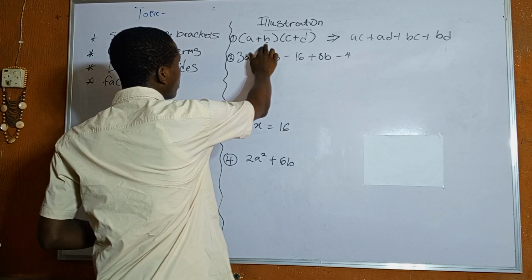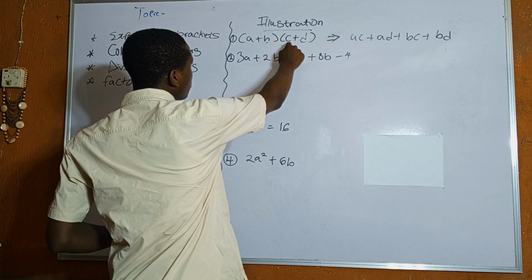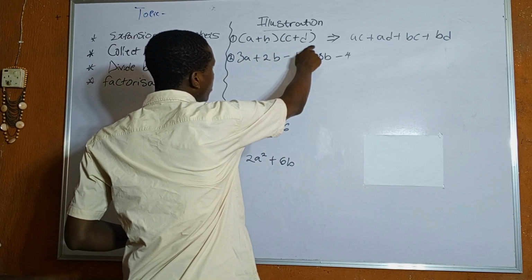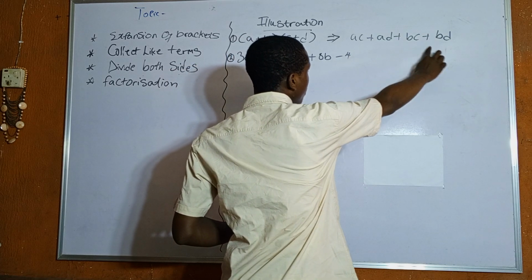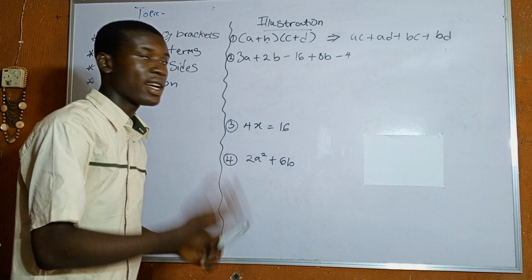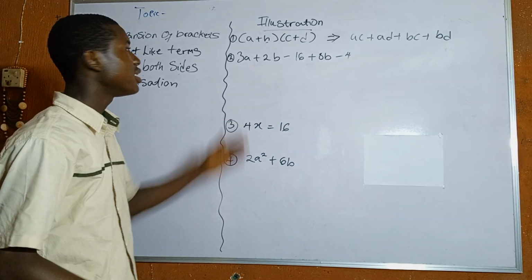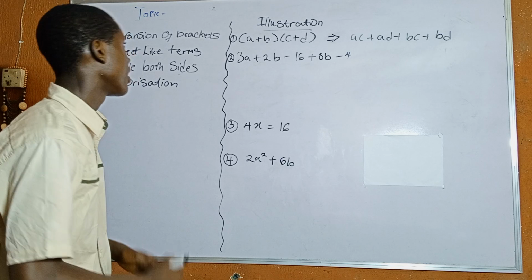So open bracket a plus b close bracket, open bracket c plus d close bracket becomes ac plus ad plus bc plus bd. Now, how did we do that? If you want to understand how we did that, please check my video on how to expand brackets.